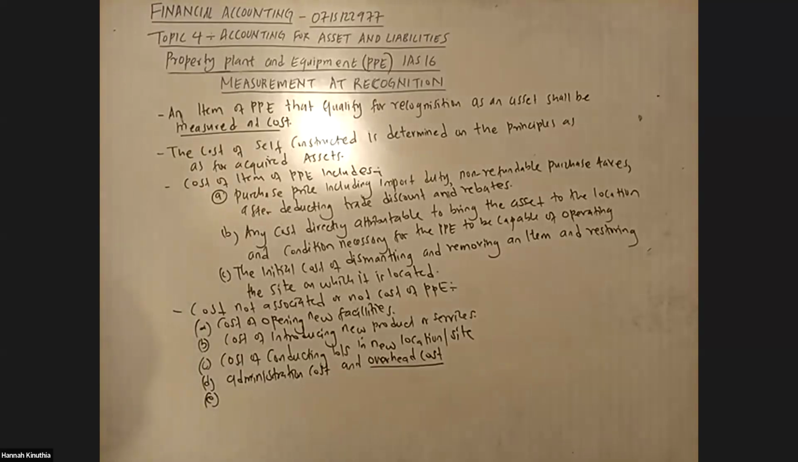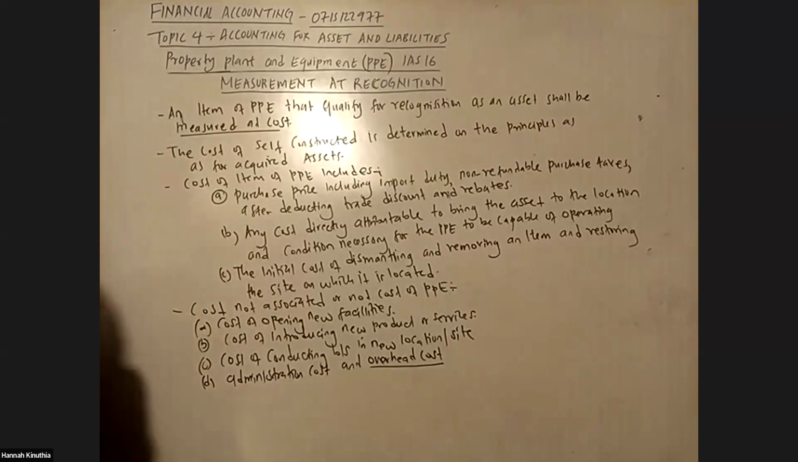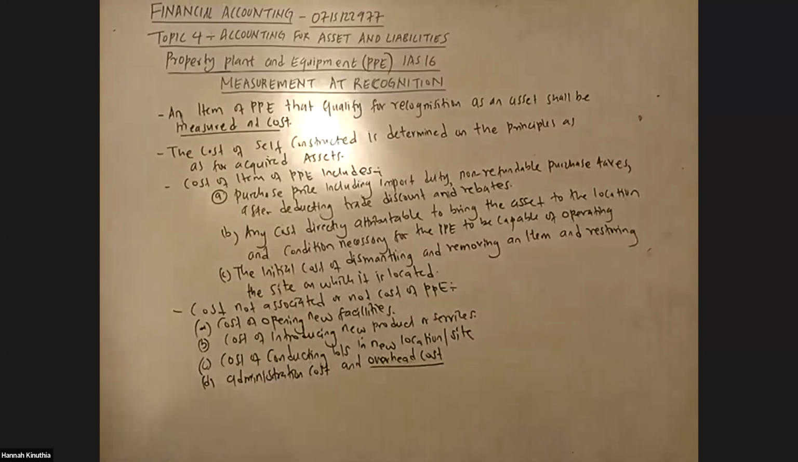That one is okay. So you can name those items, those are what is important. So those are the costs which are not associated.